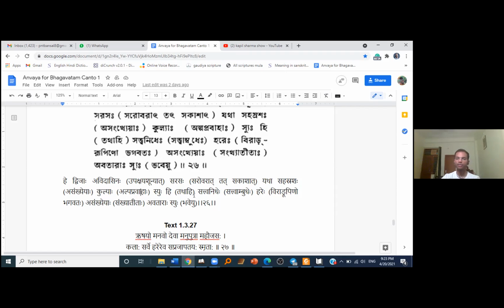Similarly, sattva nidhe, sattva ambudhe, Harehe virat rupinah bhagavatah asankhya sankhyarita avatara. Similarly, Lord Shri Hari, who is the abode of goodness, ocean of goodness, such Virat Rupi, such Bhagwan who possesses a universal form, he has got sankhyatita, unlimited avatars, incarnations. So just Shakasha from near, huh? What is that Shakasha? Here it's proximity, I see. From a sarovara.